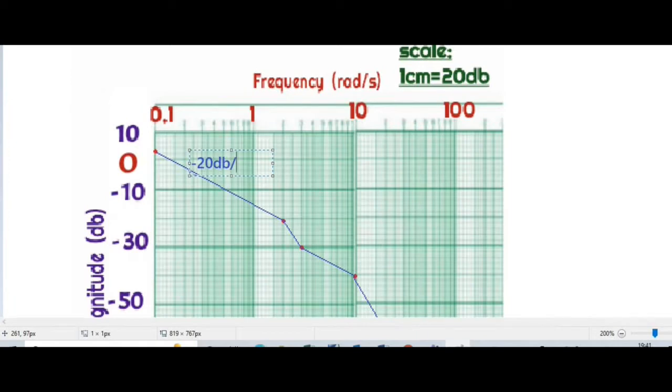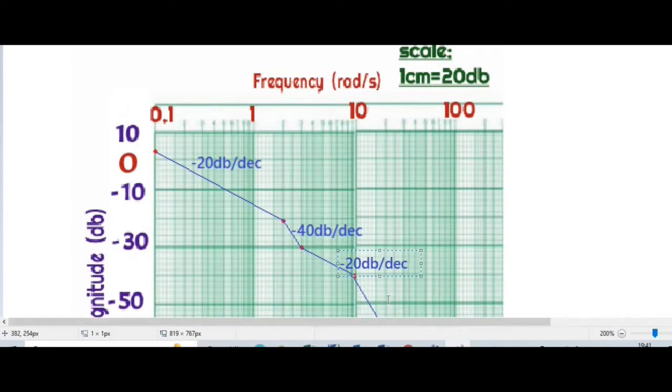Now for the second line, we will say minus 40 dB per decade. Then again for the third line, we will show minus 20 dB per decade. And then we will move to the last line, and it is minus 60 dB per decade.